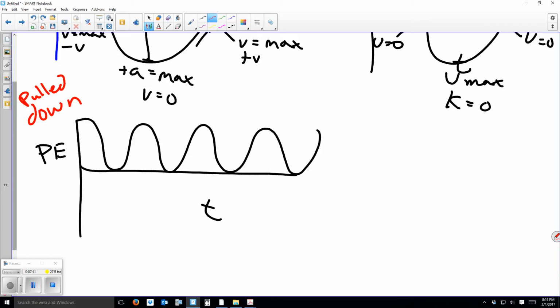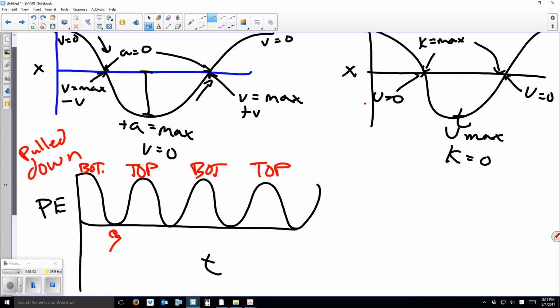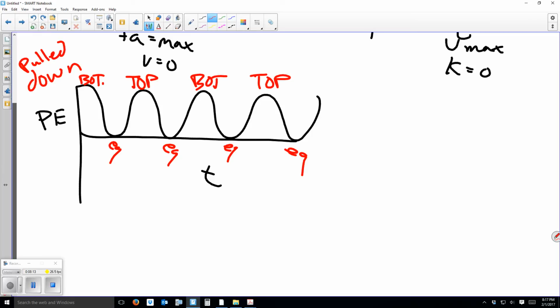Here's a potential energy time graph. I'm going to say that this is at the bottom, right? If I pull it down to start with, I'm going to start at the bottom. This next peak is the top, and it alternates bottom, top, bottom. And each time we get here where our potential energy is 0, that is at equilibrium. So all of these lowest points are equilibriums. They're not troughs. They're not lowest points of motion. They're just lowest points of potential energy.